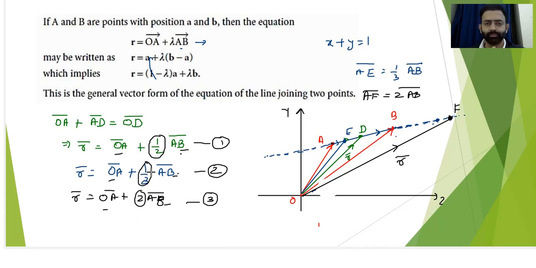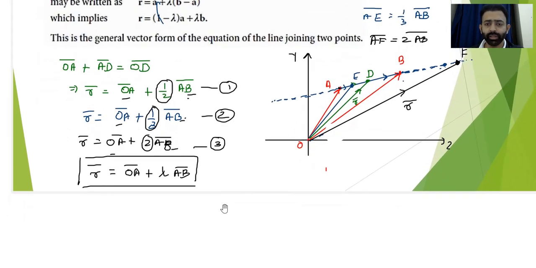So in general, now I am on the verge of deriving the equation. If there is any point lying on this straight line, whether outside or inside, it is of the form vector R equal to OA plus some scalar multiplied by the direction AB. Because you can see from 1, 2 and 3 that you are just multiplying the AB vector by some scalar quantity. I am calling that scalar quantity lambda times AB. So this is your vector equation of a straight line.